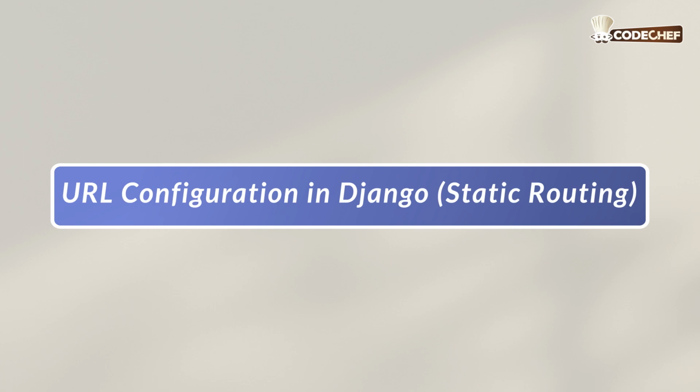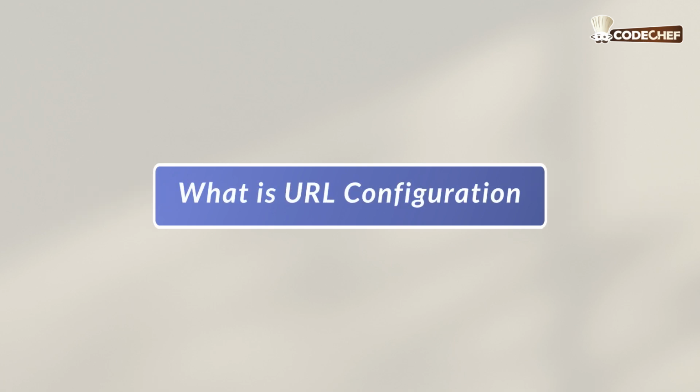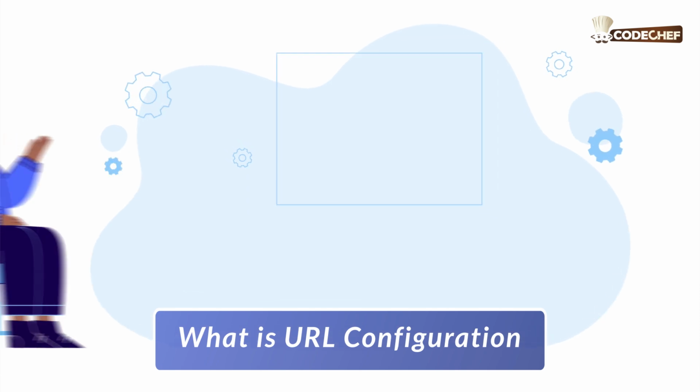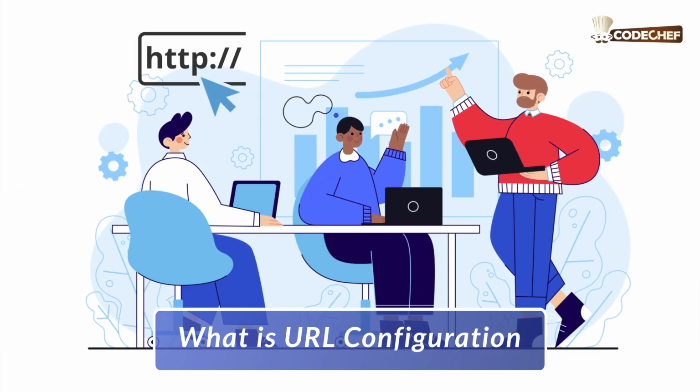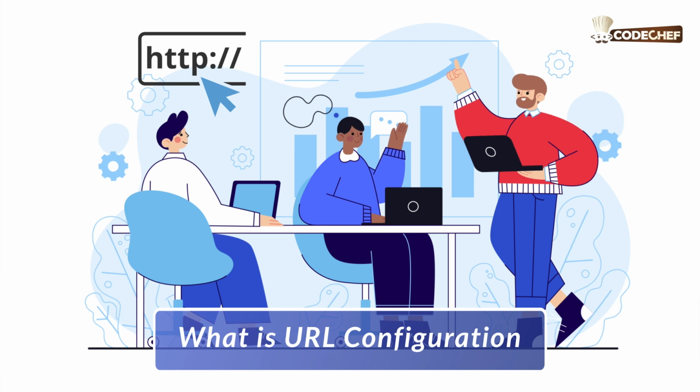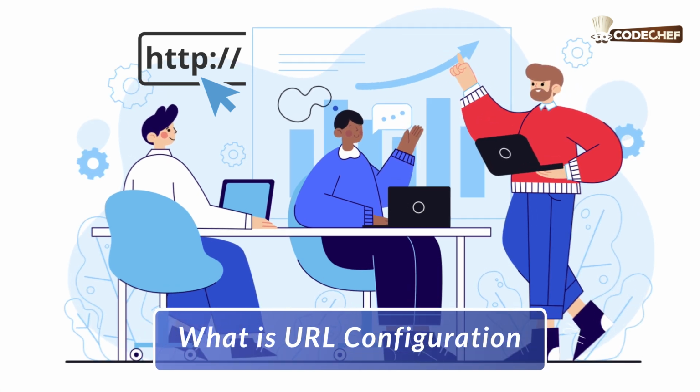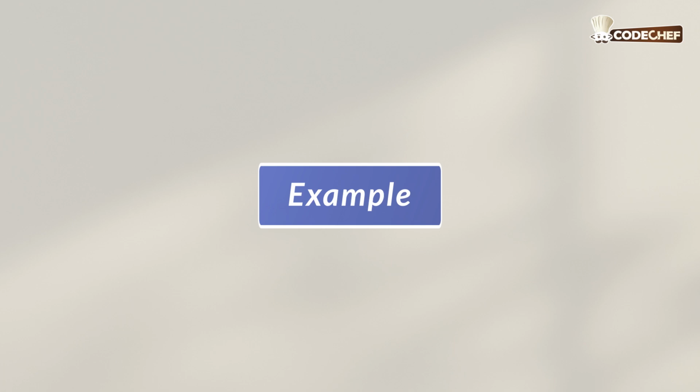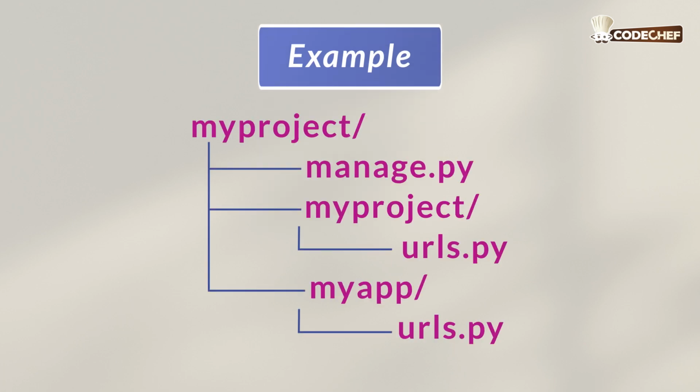So let's start by understanding what URL configuration really means in Django. Every time a user types a URL or clicks a link in your Django app, Django uses something called URL configuration to decide which view should handle that request. This configuration lives in a file called urls.py. Usually there are two urls.py files. One is there in your main project, and optionally each app can have its own urls.py file as well. So these files tell Django when someone visits this URL, call this function in views.py.